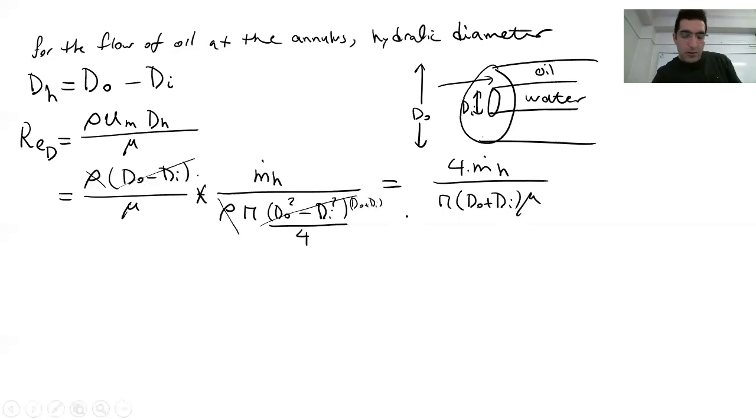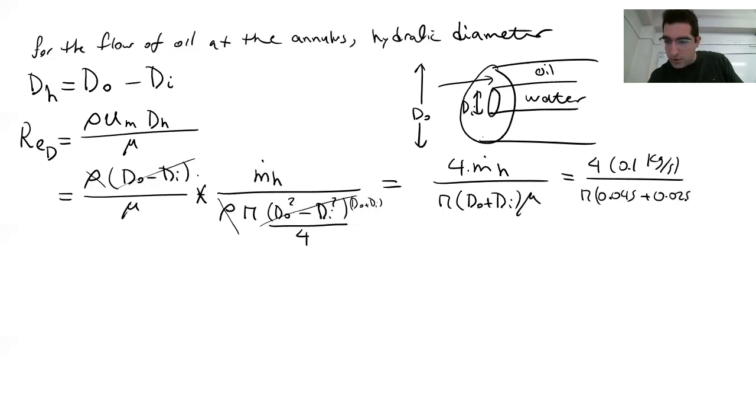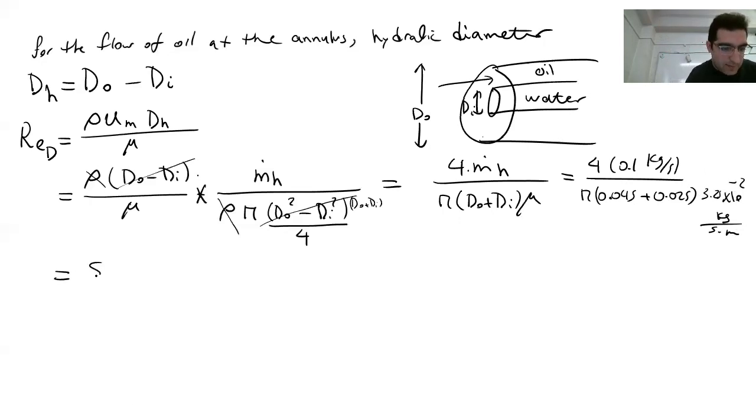So what happened here, I have 4 times 0.1 kilogram per second divided by pi. Outer diameter and inner diameter added together is 0.045 plus 0.025. So this is D sub O, D sub I, times viscosity of the oil, which is 3.25 times 10 to negative 2 kilogram per second meter. So Reynolds for this case becomes 56. And definitely it's laminar because it's less than 2300, so it's laminar.